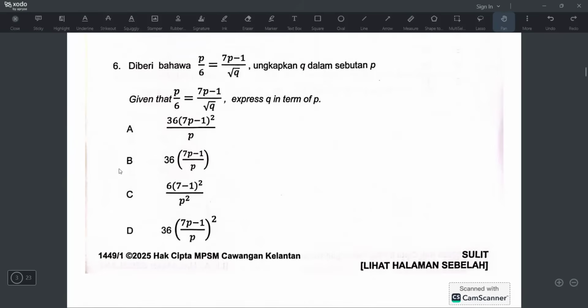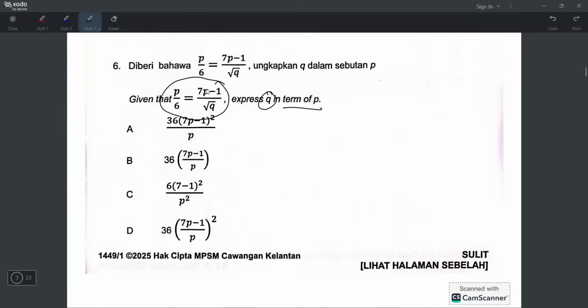Okay, let's do number 6. Given that p over 6 equals 7p minus 1 over square root q, express q in terms of p. Okay, q in terms of p means cari q. It means q kena single, kena cari q. So if you look at the question now, mana your q? Here at the bottom, dekat bawah.